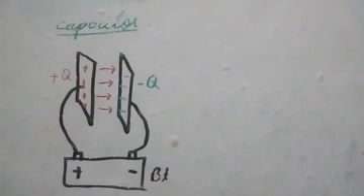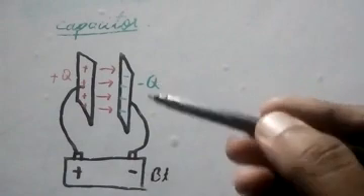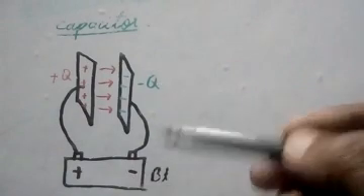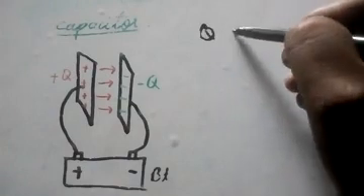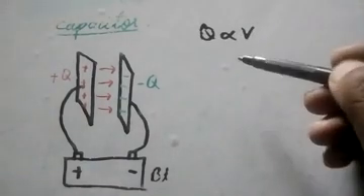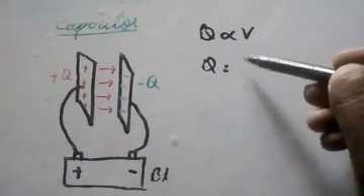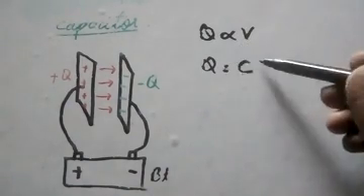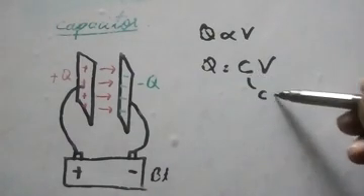Now imagine this is a 1.5 volt battery. It will give some charge. If you use a 3 volt battery, it will give more charge, or a 9 volt battery, it will give even more. So you can say the charge is directly proportional to the voltage. Q is proportional to V. To remove the proportional sign, we can put an equal to sign and a constant. We write this constant as C. Q is equal to C into V. This constant is called capacitance.